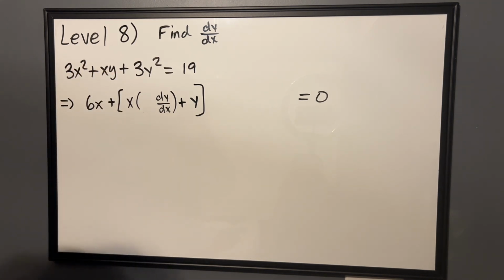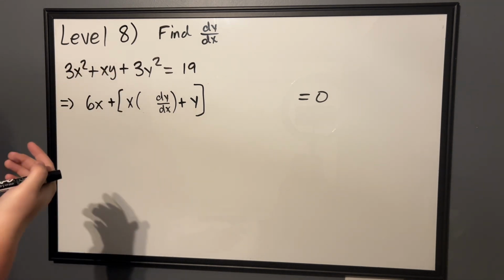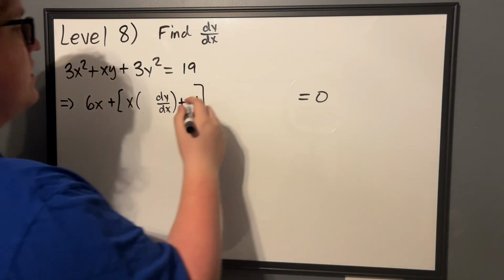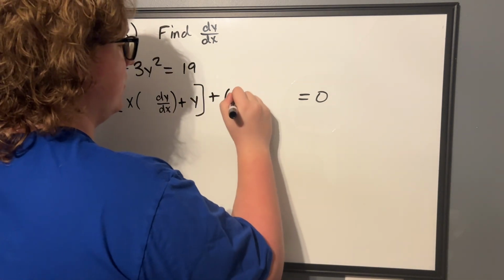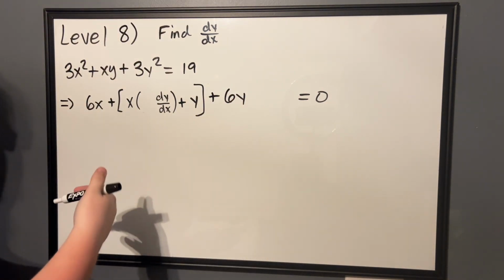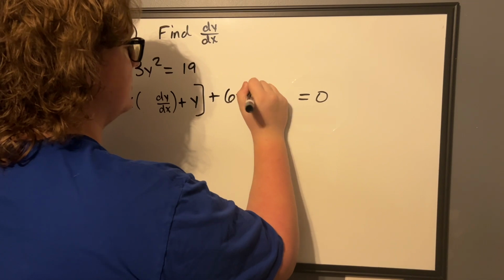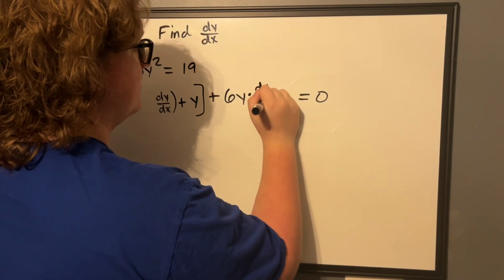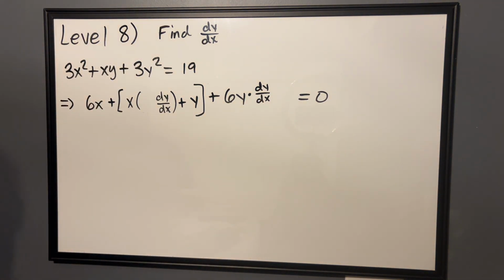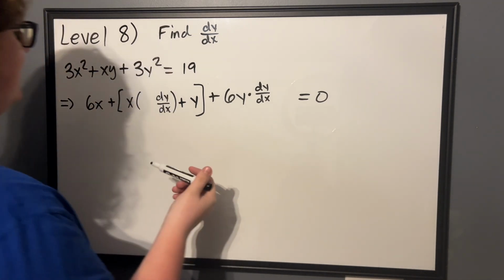Now we need to worry about the 3y squared. Well, we're going to treat it the same way as this 3x squared. So it's going to be plus, it'll end up being 6y, but we took a derivative of y, so we need to make sure we multiply by dy/dx. Okay, so kind of a lot of work there, but now it's just down to simplifying and solving for dy/dx. So what we're going to do is multiply everything out and simplify what we can.